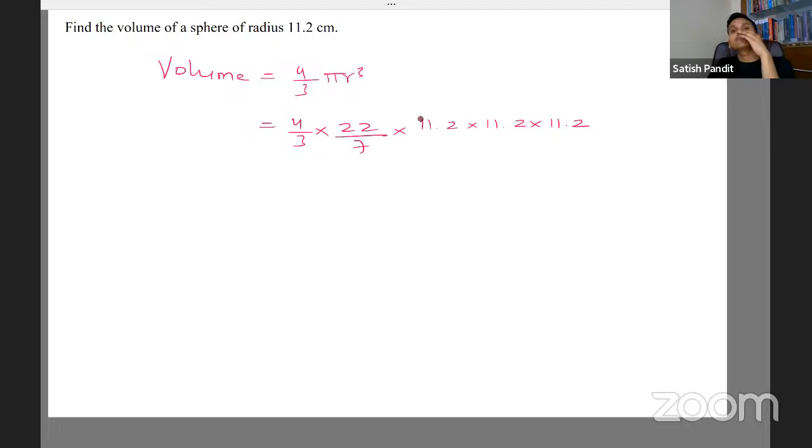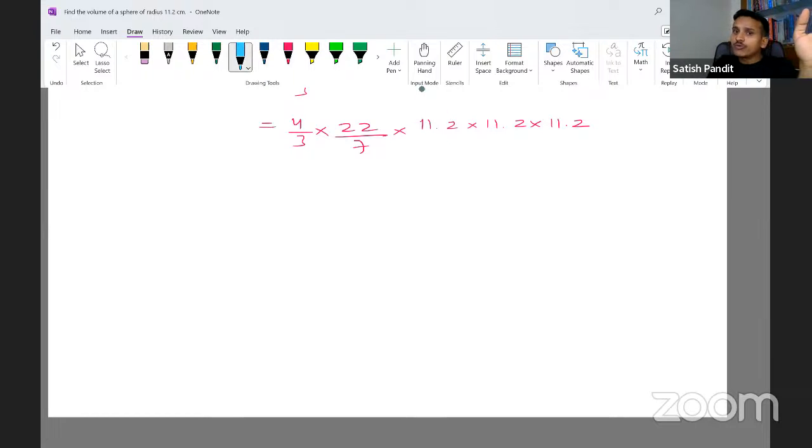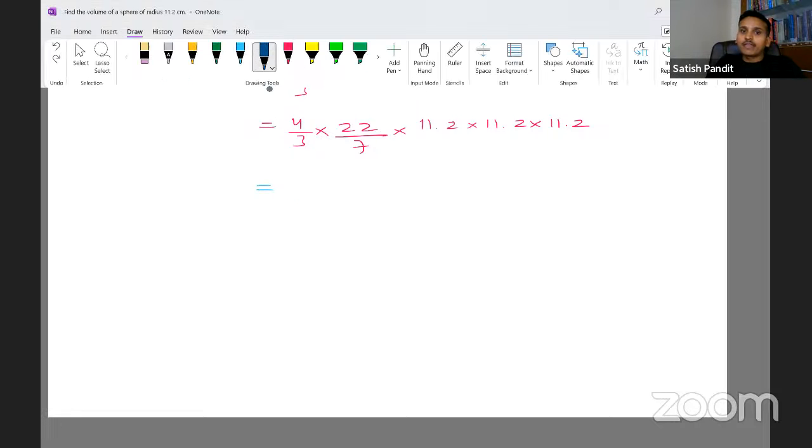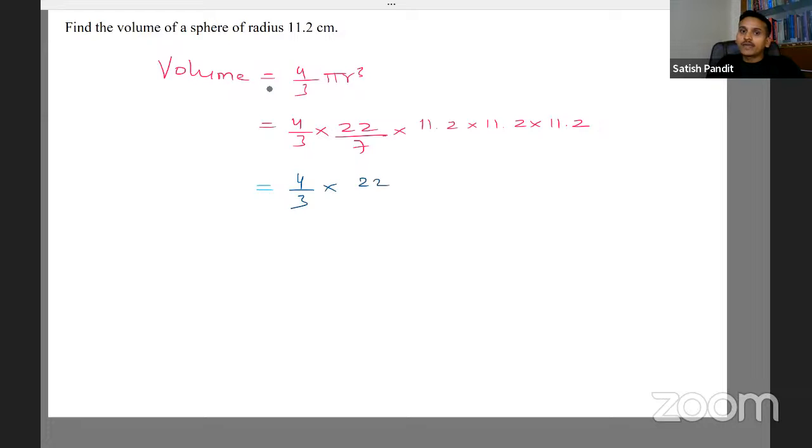Is it possible to simplify? Yes. See, whenever it is possible to simplify, we will simplify. If not, we will multiply the numerator, we will multiply the denominator and then divide. Now, whenever we have decimals, I can write like this. See, 4 by 3 into 22 by 7 into 112 by 10 into 112 by 10 into 112 by 10. Why 10? Because one decimal point.